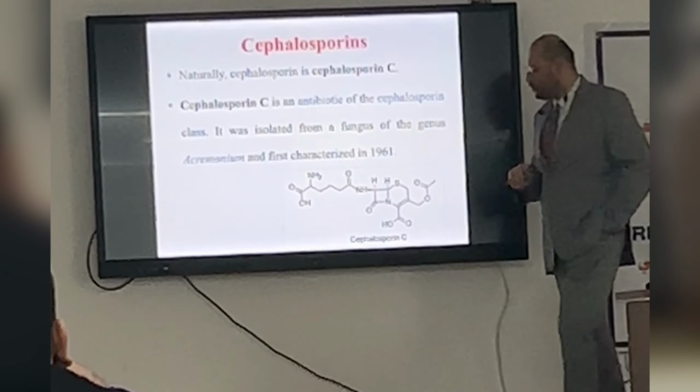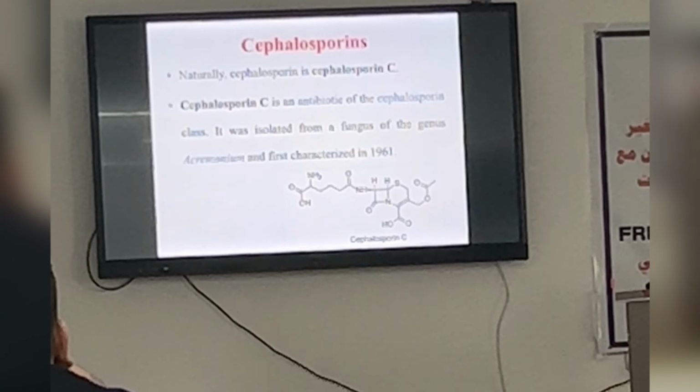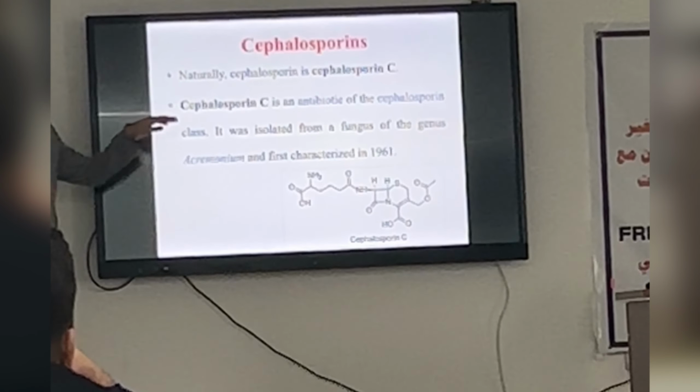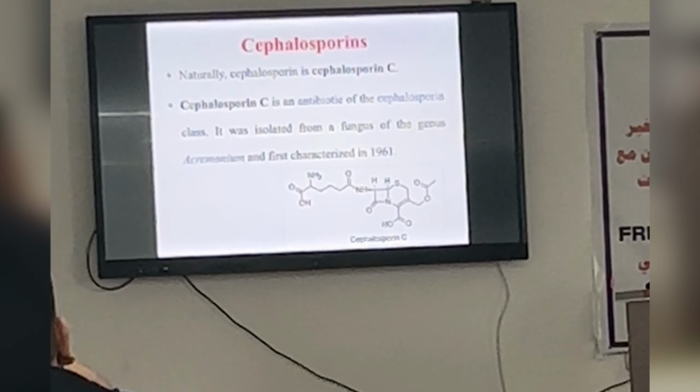So right now what we discussed is that cephalosporin C is an antibiotic of the cephalosporin class. As you know, it's natural, so it's the first one, so we do not like it. What we want is modification, changes in structure, so we get a better compound based on structure activity relationship. It was first characterized in 1961, about 60 years ago.